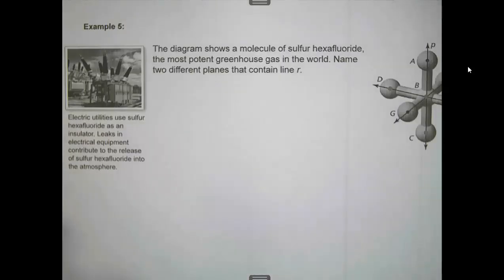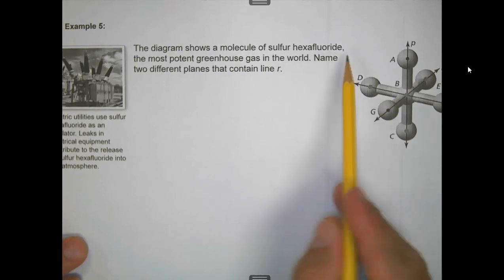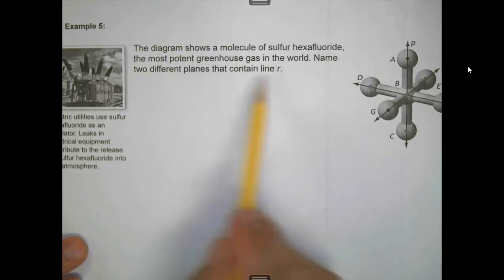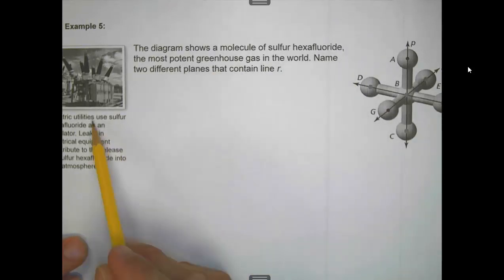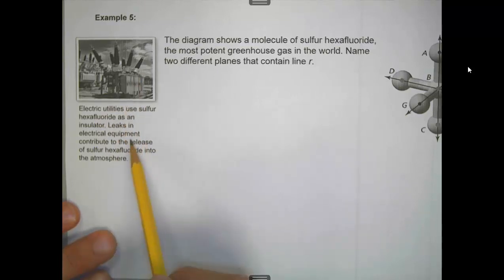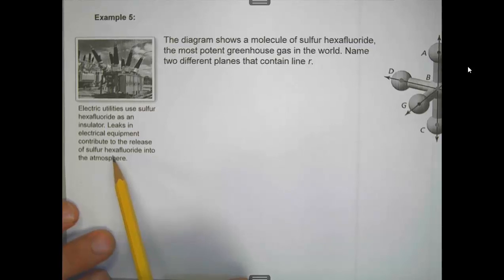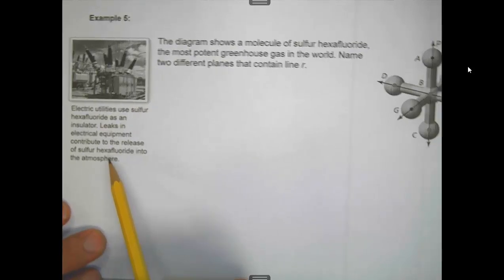Okay, the last example, example 5, says this diagram over here shows a molecule of sulfur hexafluoride. It's the most potent greenhouse gas in the world. That's interesting. And it shows a picture of an electric utility. Apparently they use this as an insulator, which is nice, not to have electricity jump to different places that you don't want it to go. However, unfortunately, when it leaks into the atmosphere, you've got a potent greenhouse gas causing warming. So that's something you want to try to avoid, I'm sure.